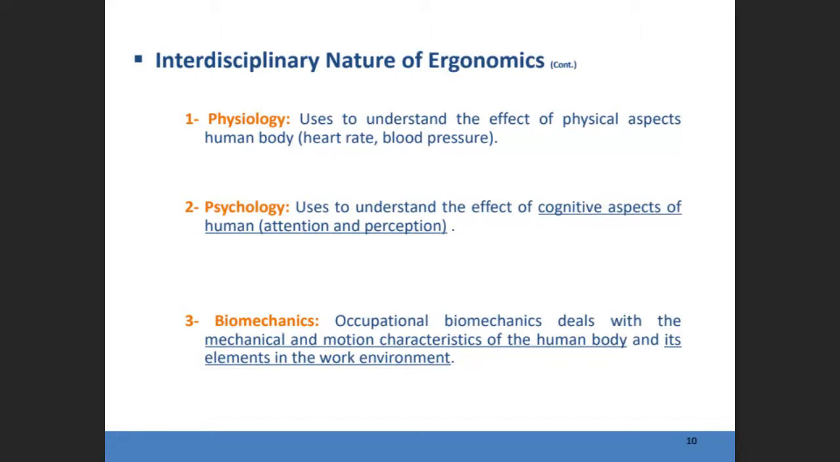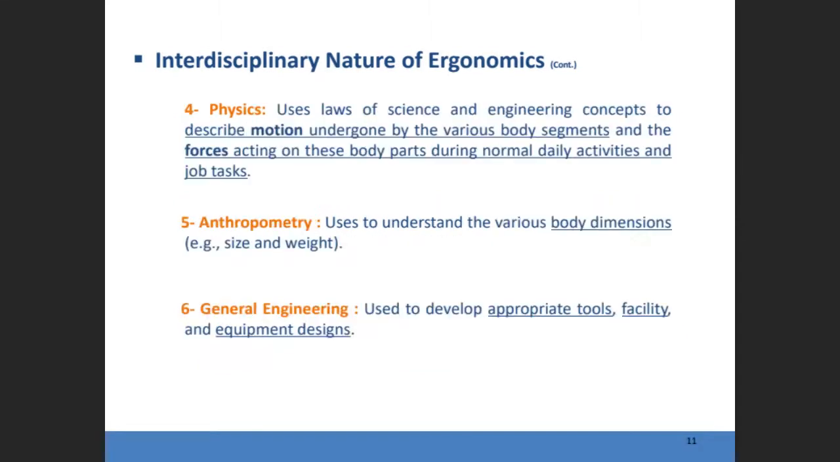We need to know the mental thinking of the human so that we can deal with them, or for example attention and perception. As now you are taking this course, you are giving attention to what I'm giving here in the course, and the perception, so that when the exam or assessment is given, you can reflect that in your exam. The biomechanics, as we said, the occupational biomechanics deals with the mechanical and motion characteristics of the human body and its elements in the work environment.